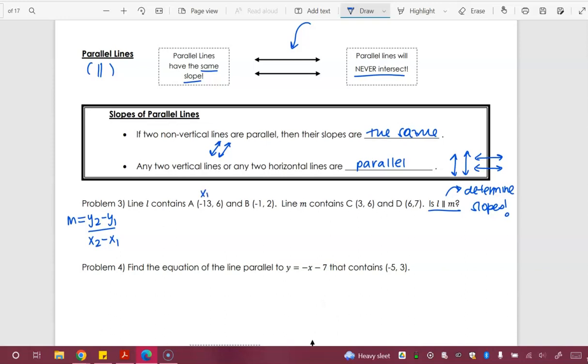Let's label. I've got x1, y1, x2, y2. So I'm going to do 2 minus 6 over -1 minus -13. 2 minus 6 gives me -4. -1 minus -13 is really plus 13, which gives me 12. -4 over 12 simplifies to -1/3. That's the slope of line L, so I put m and a little L next to it.